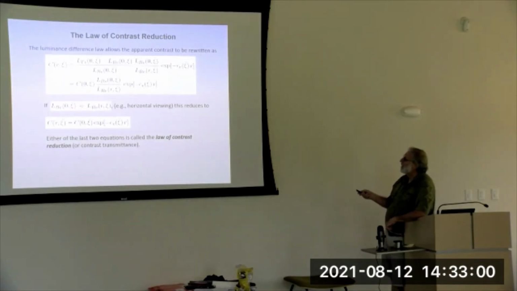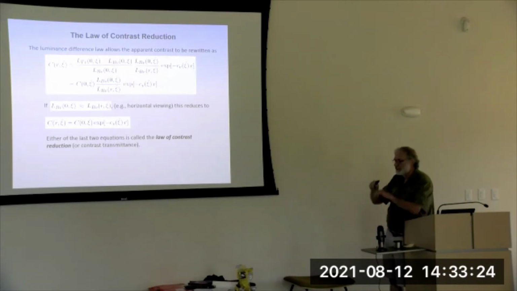Then you could take this luminance difference law and rewrite that using this contrast business, and you'll get that the contrast at some distance r looks like the inherent contrast, and then this ratio of background up close to far away, and then the little exponential.